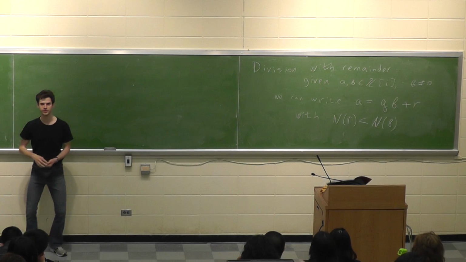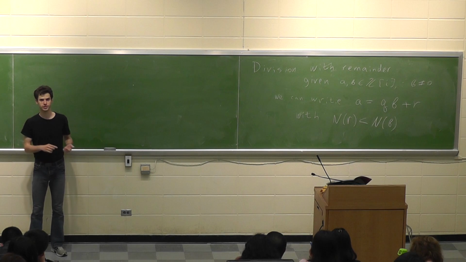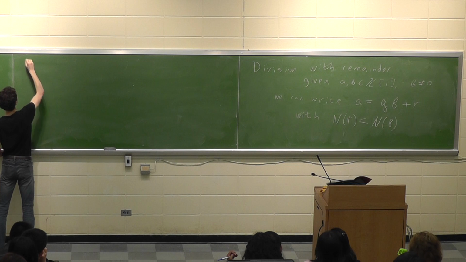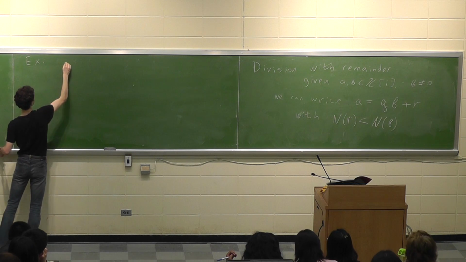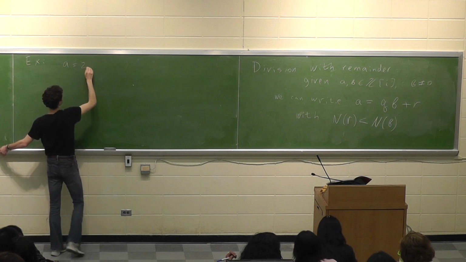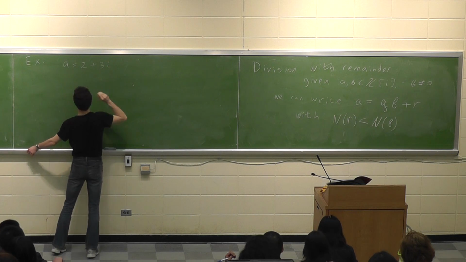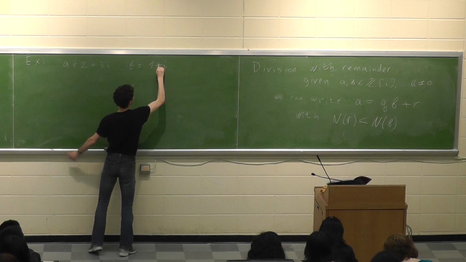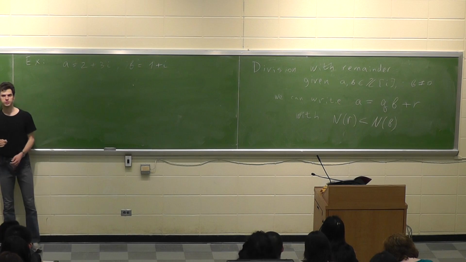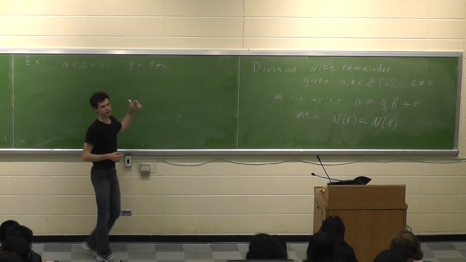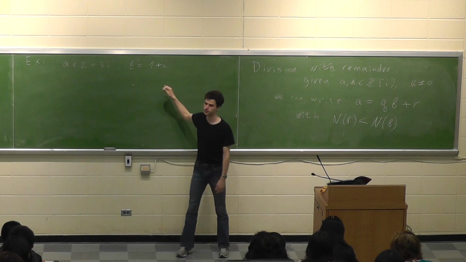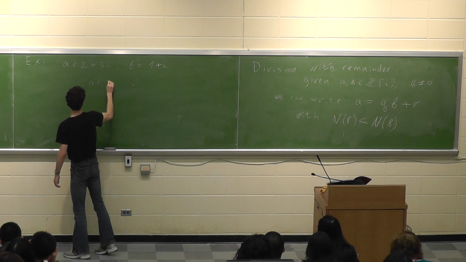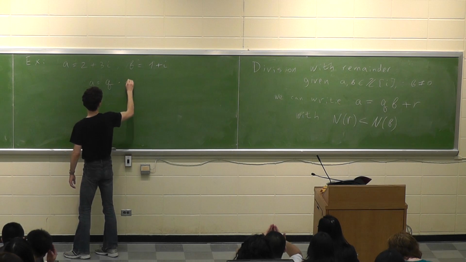Let's try to do an example and then we'll try to prove the general theory. Say I want to divide, for example, 2 plus 5i by 1 plus i. So what I'm trying to do is write A as a product of the quotient times B.